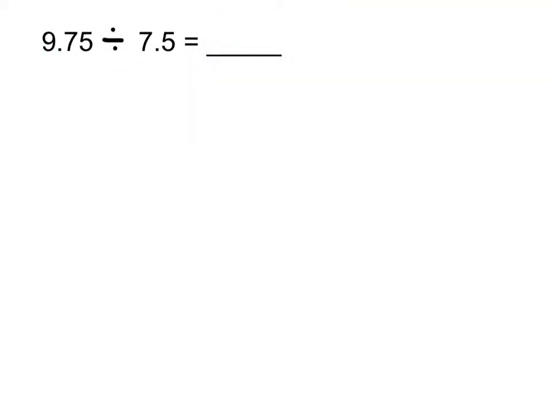Okay, here's another example. 9.75 divided by 7.5. All right, in this problem, I'm also going to flip it and turn it into multiplication. So let's take a look at this problem. I could write blank times 7.5 equals 9.75. All right, now I need to do some reasoning and some estimation.